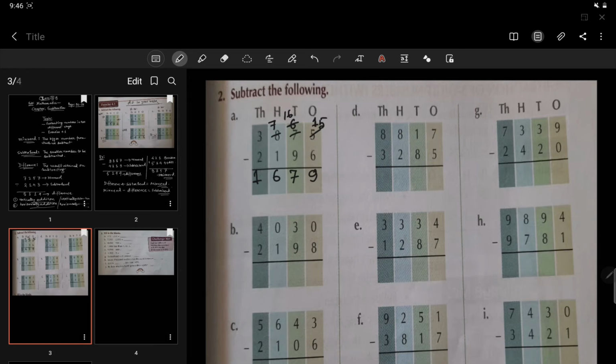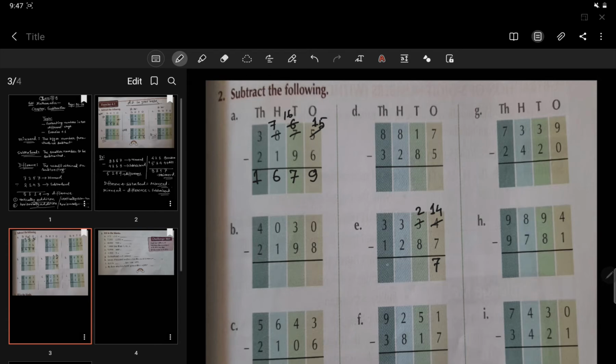Now I am solving question number E. In question E, the minuend is 3334 and the subtrahend is 1287. We have to start from the ones place, and we can't subtract 7 from 4 because 7 is greater than 4. So you have to borrow 10 from the tens place, so it will be 14. Clear? 14 minus 7 is 7.